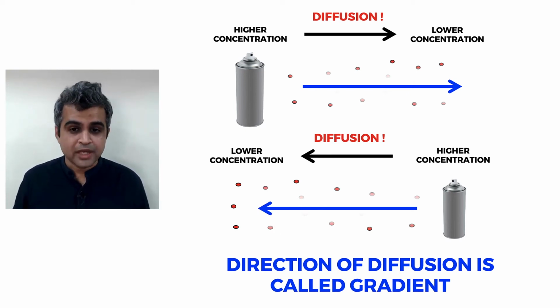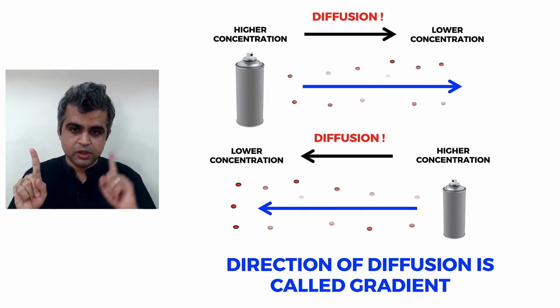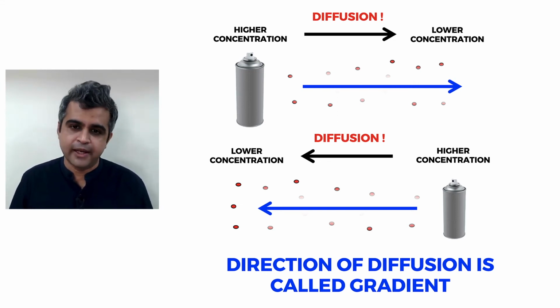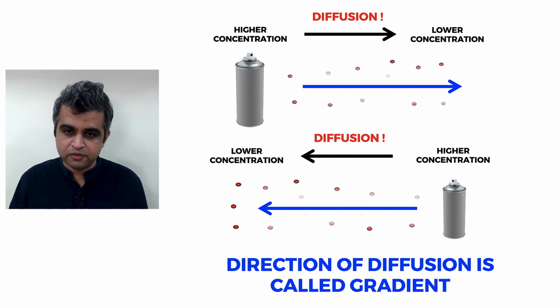So you can see in both cases diffusion has happened, but in both cases the direction was not the same. In the one above, it was going from here to here, whereas in the lower example, it is in the opposite direction. So in both diffusion is happening, but in both the gradient is opposite. So the direction of diffusion is called gradient. I hope with this example, you've understood the difference between diffusion and gradient. You can say that gradient is the vector form of diffusion, the direction of diffusion.